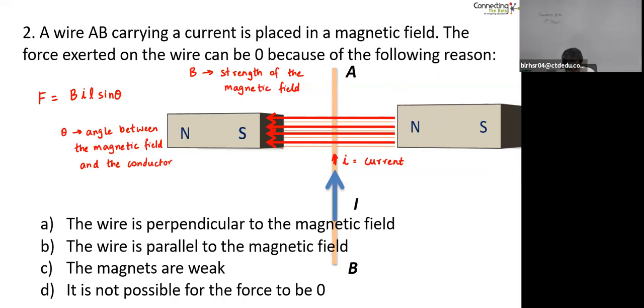Now, when the wire is perpendicular to the magnetic field, sine theta becomes 1. That is when the force is the highest. When the wire is parallel to the magnetic field, the angle theta is 0, sine theta becomes 0, and therefore the force exerted on the conductor is 0. So that is the answer to this question. When the wire is placed parallel to the magnetic field, the force exerted by the external magnetic field on the current carrying conductor is 0.